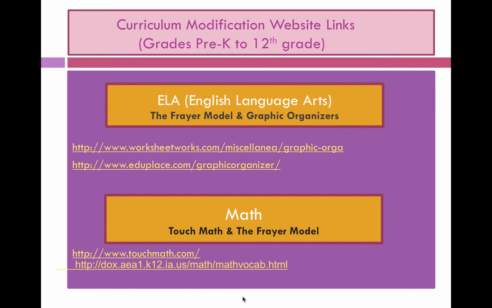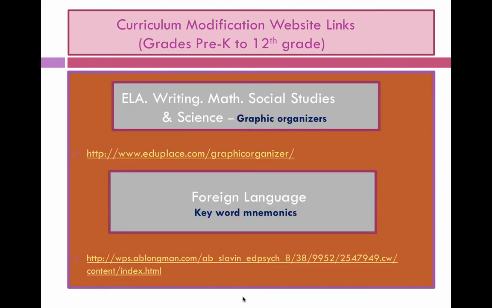For ELA, English Language Arts, there are 2 links to the Frayer model and graphic organizers. For math, there are links to Touch Math and the Frayer model. For ELA Writing, Math, Social Studies, and Science, there's a link to graphic organizers. And finally, for foreign language, there's a link to keyword mnemonics.